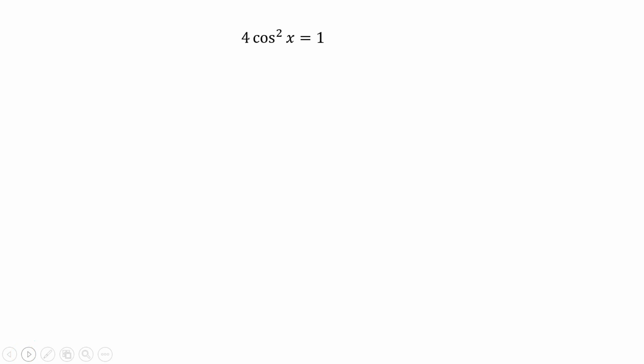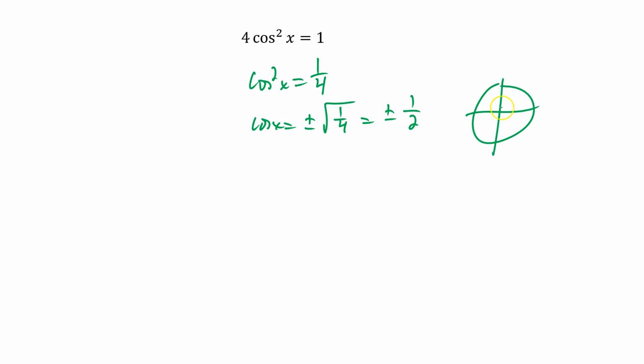So this one, we got 4 cosine squared x equals 1. Going to solve this, divide by 4. So we have cosine squared x equal to 1/4. Now take the square root, and remember, when we take the square root, how many solutions do we get? We get 2. So cosine x could be plus or minus the square root of 1/4, which is plus or minus 1/2. So cosine x could be positive or negative 1/2. 4 spots where that happens. It's all of the hourglass points, all the pi over 3s. So we have pi over 3, 2 pi over 3, 4 pi over 3, and 5 pi over 3.